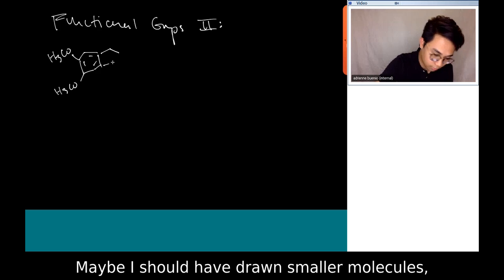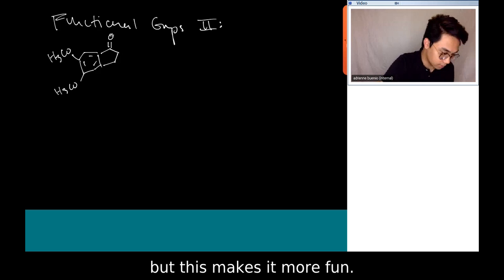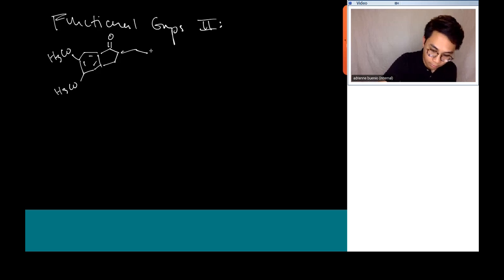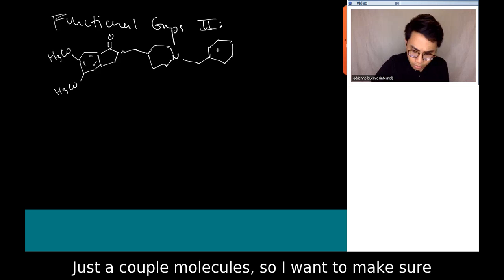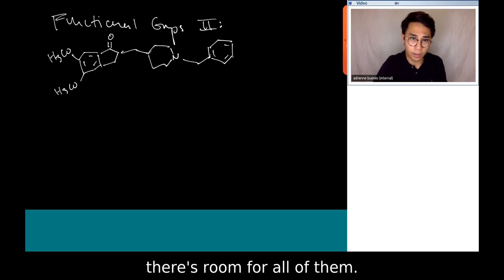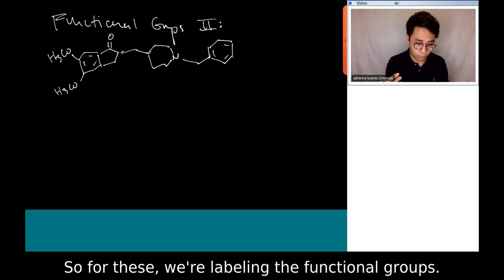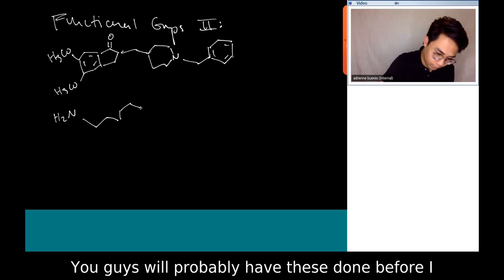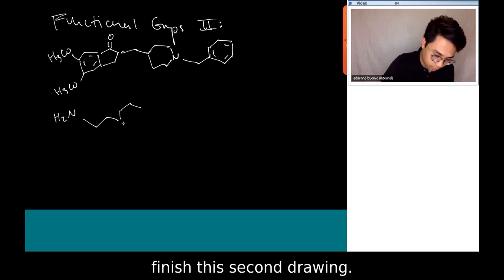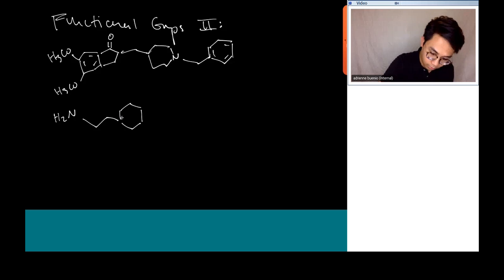Maybe I should have drawn smaller molecules, but this makes it more fun. Okay, just a couple molecules, so I want to make sure there's room for all of them. So this is one of them. For these, we're labeling the functional groups, right? So go ahead and label while I draw the next one. You guys will probably have these done before I finish this second drawing.